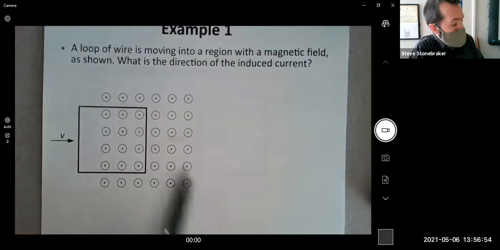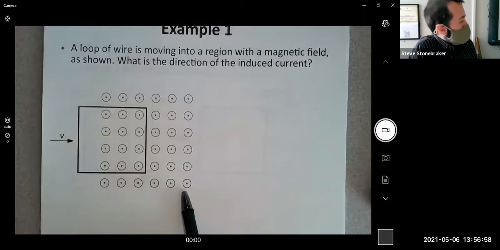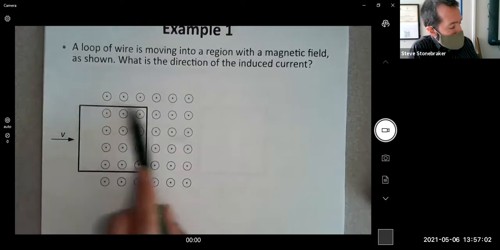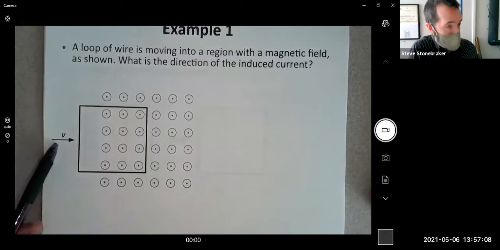So I have a uniform magnetic field here that's pointing out of the screen at you. It's drawn with dots. I have a square of wire, and I am pushing that wire into the field at some constant speed v.